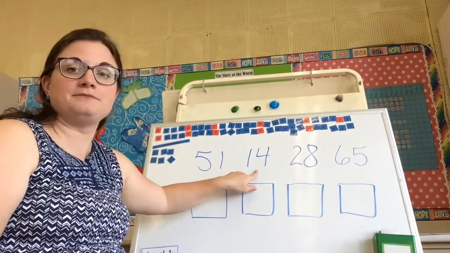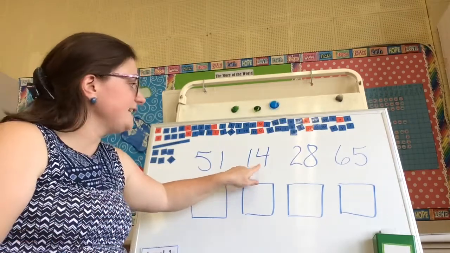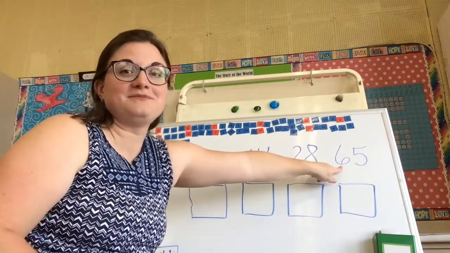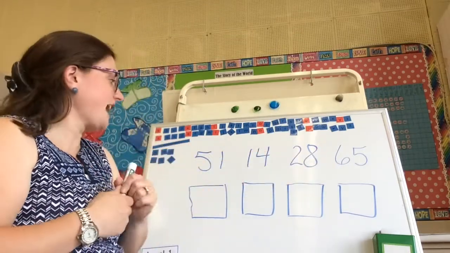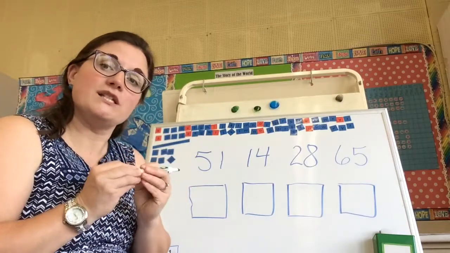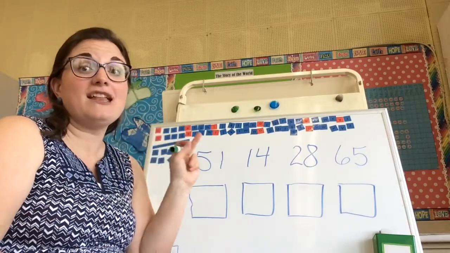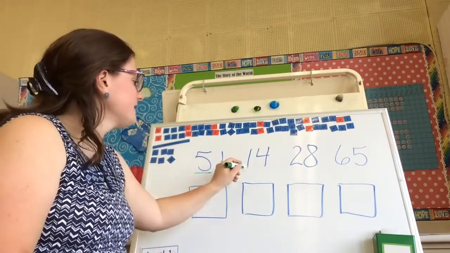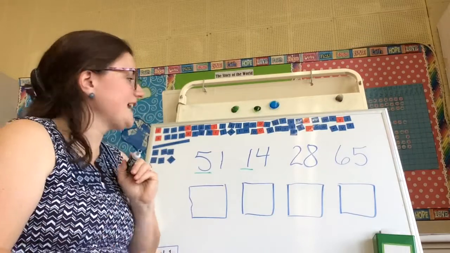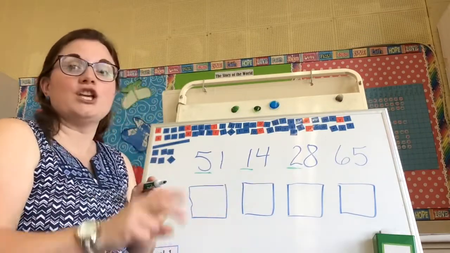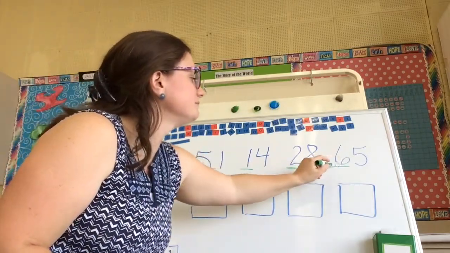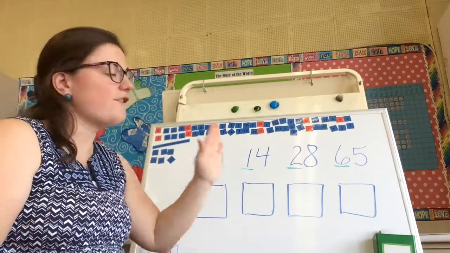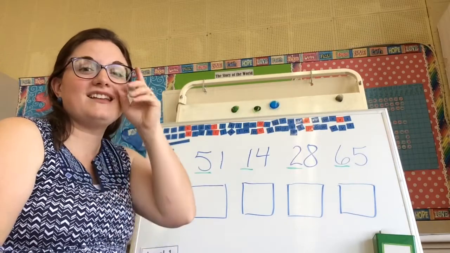51, 14, 28, 65. Okay, I'm going to go along and I'm going to underline the tens in each number so that we can start to compare them. This has 5 tens, 1 ten, 2 tens, and 6 tens. Do you think you can help me find the smallest number?